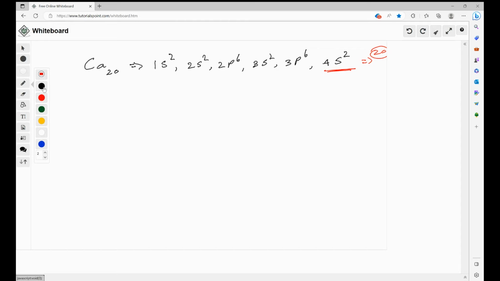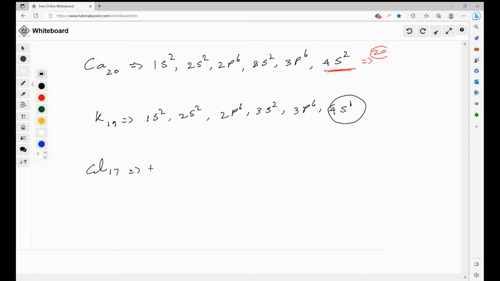Let me do another example, then you will understand further. We'll take potassium. Potassium is 19: 1s2, 2s2, 2p6, 3s2, 3p6, and 4s1. See, I haven't talked about 3d here. I just talked about 4s. Hope you understood that bit. Now let me do another example, then we can see a pattern. Let me take chlorine. Chlorine is 17, which is 1s2, 2s2, 2p6, 3s2, 3p5.